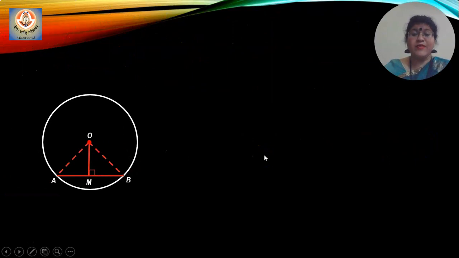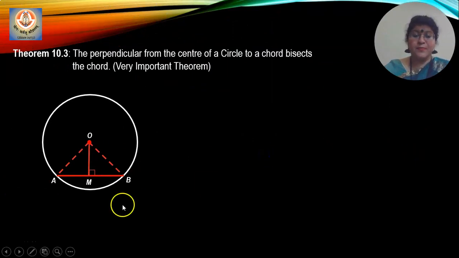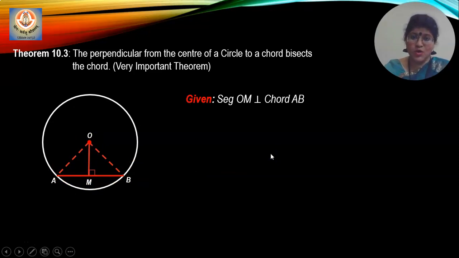Now, very, very important theorem. The perpendicular from the center of the circle to the chord bisects the chord. So this is the diagram where OM is perpendicular to chord AB. So that is what is given.